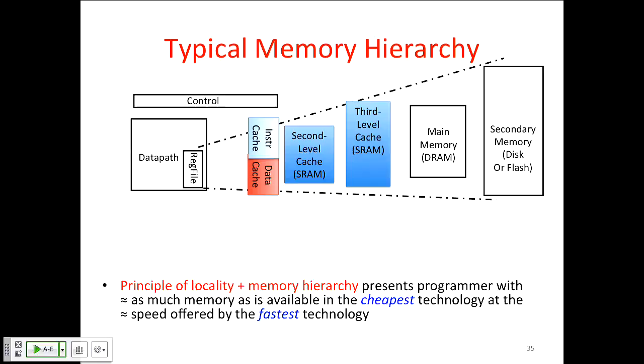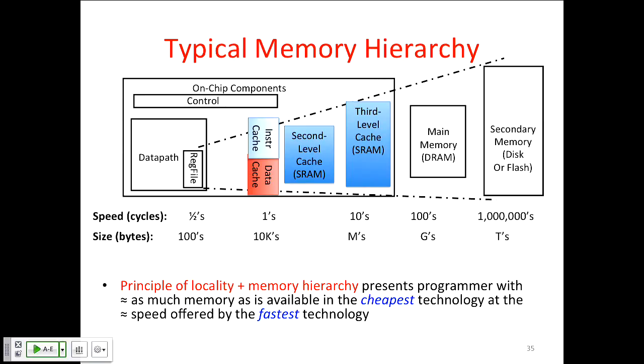Now notice the reason we have these levels of cache hierarchy is that the same principle applies recursively. I can make a big cheap memory look fast by putting a smaller, faster memory in front of it. I can make that small, fast memory look even faster by putting an even smaller and even faster memory in front of it, right? And so I do this recursively.